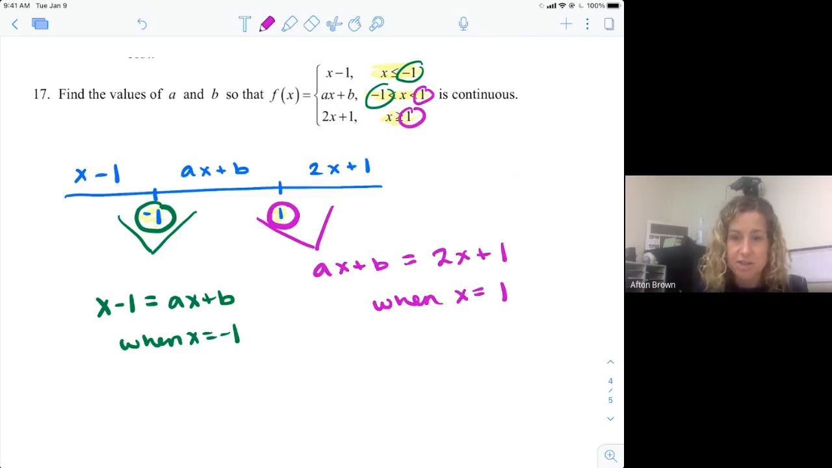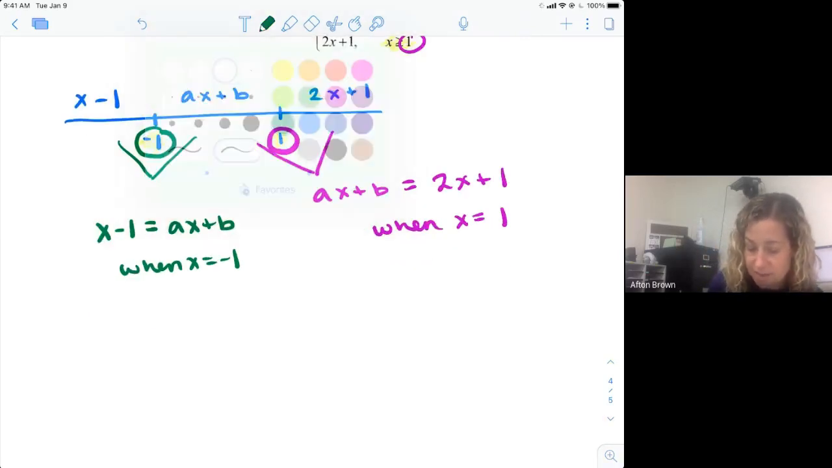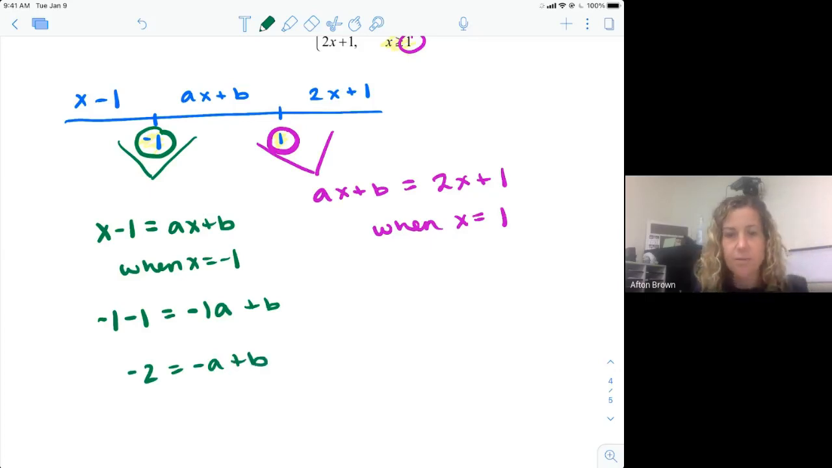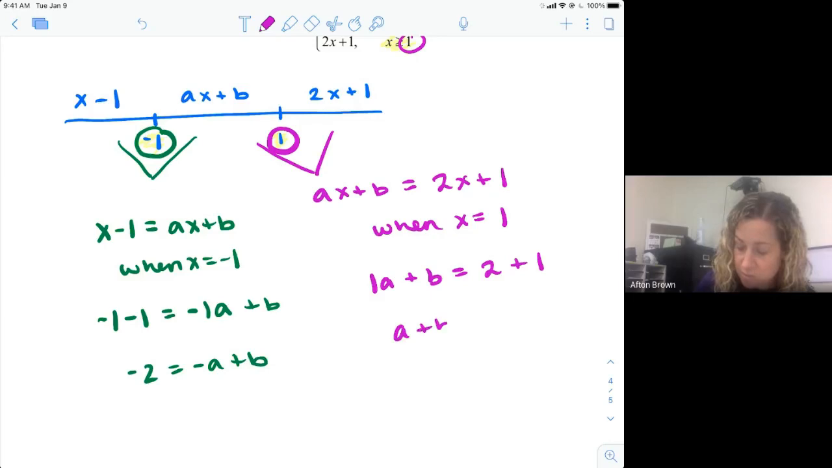If you can make it to here, it's just algebra. So the rest of this question is just algebra. So if I do the green equation first, I'm going to replace x with a -1. So I'd have -1a, or a -2 equals -a plus b. So I'll leave that one for a second. But again, back to just solving systems, if you have two unknowns, you need two equations. So that's where this second equation is going to come in. So now in this equation, I'm replacing x with 1. This would leave me with 1a plus b equals 2 plus 1, or a plus b equals 3.